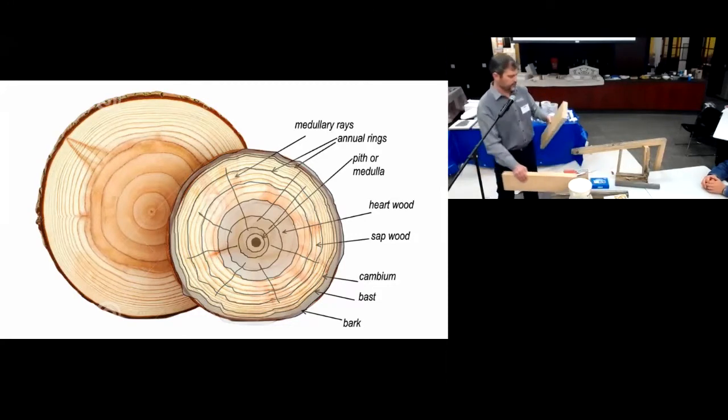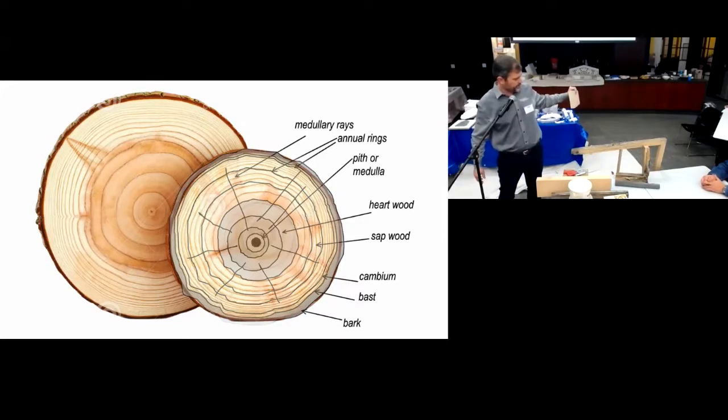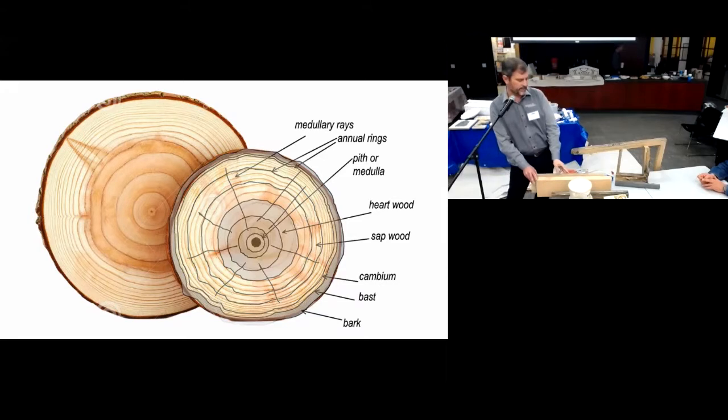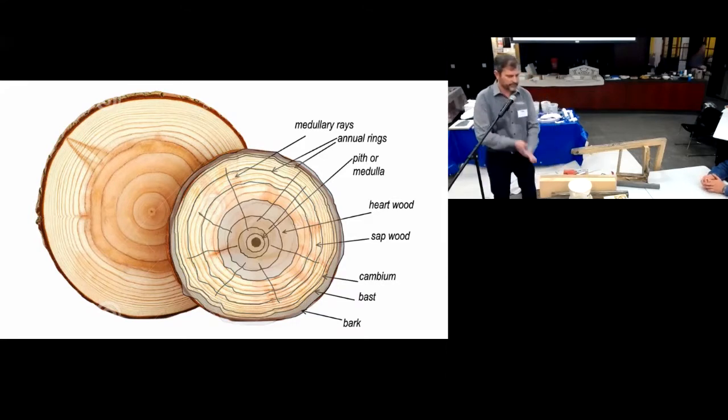Juxtapose that to this piece of pine, which happens to be a treated piece of pine, and we'll talk about that in a moment. But you can see there's maybe 4 rings per inch as we look at the cross-section of it. So very, very different structurally, very different from a stability and even longevity standpoint. And we'll get into that in a moment.